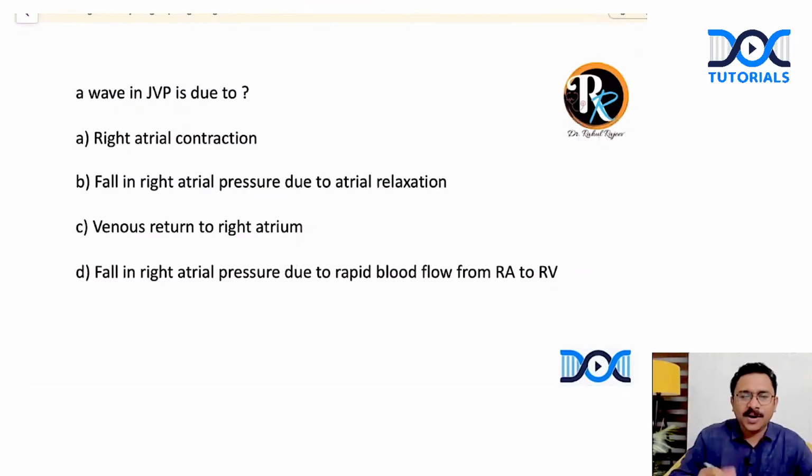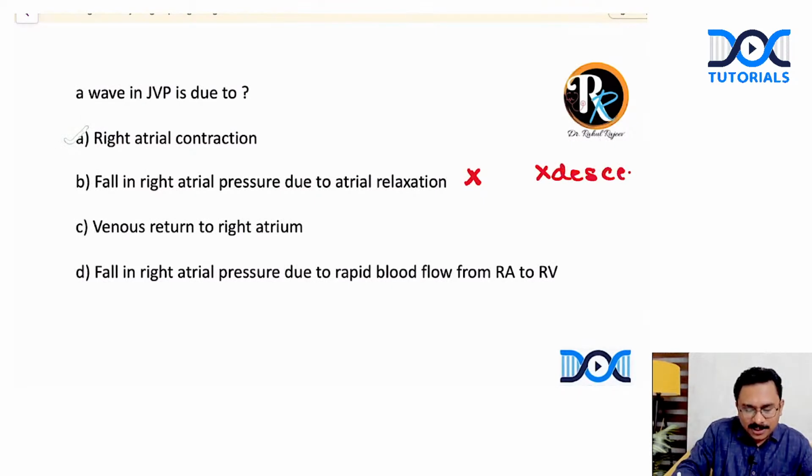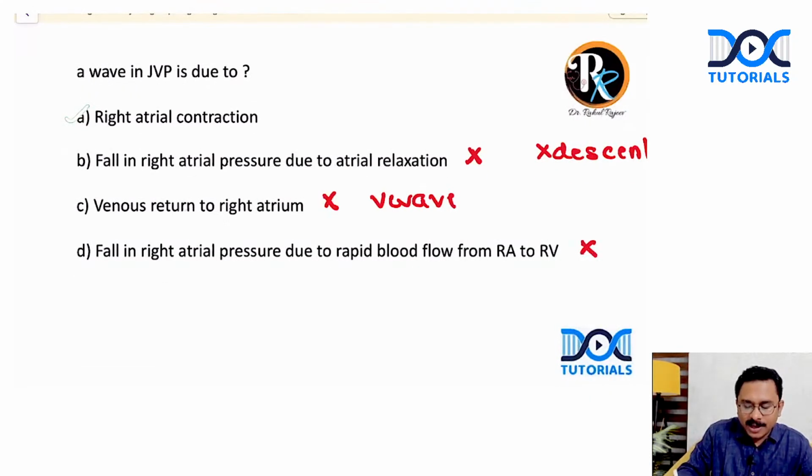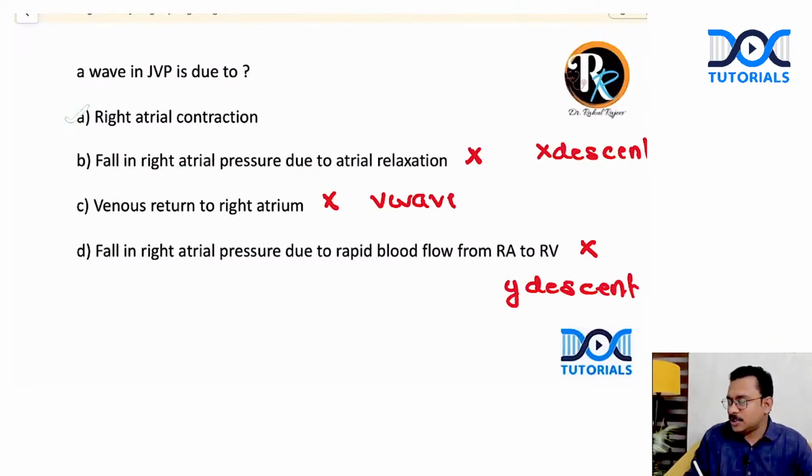I think a very simple question. What is the mechanism of the A wave? It is due to the right atrial contraction. And what about the other options? Fall in right atrial pressure due to atrial relaxation is wrong; that is the X descent. Venous return is the mechanism for the V wave. And fall in right atrial pressure due to rapid blood flow from RA to RV is the mechanism for Y descent. So I'm eliminating all these options.